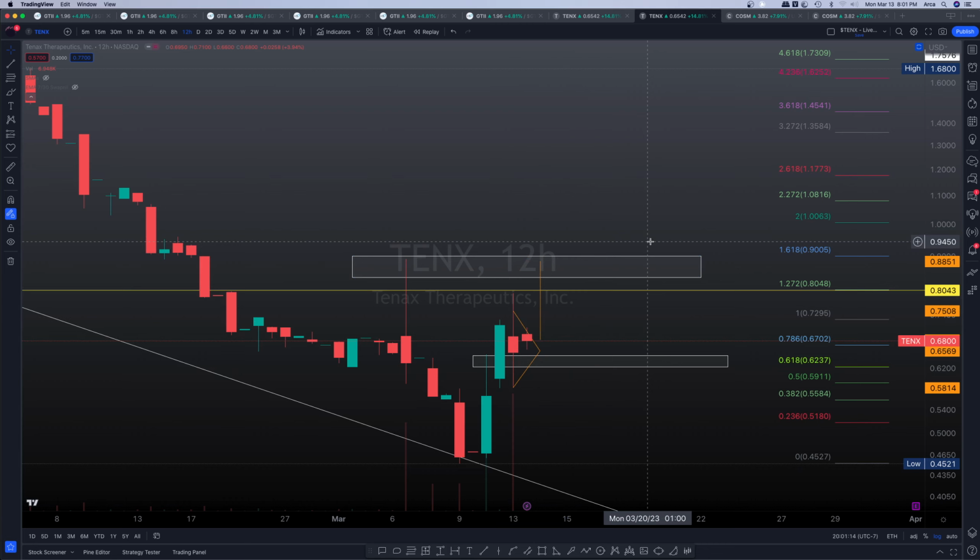So that's what I'm looking at for ticker symbol TENX. You guys, everything is looking very good. Full transparency, I'm definitely long this ticker with an average of about, I'm actually right at the average right now, I think it's 67.02, at the 786.